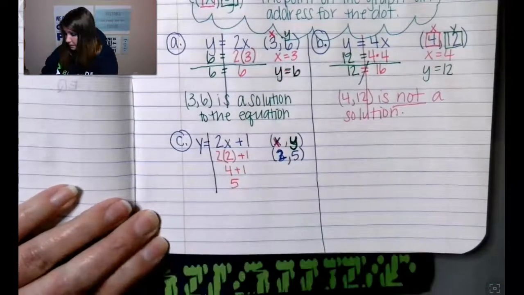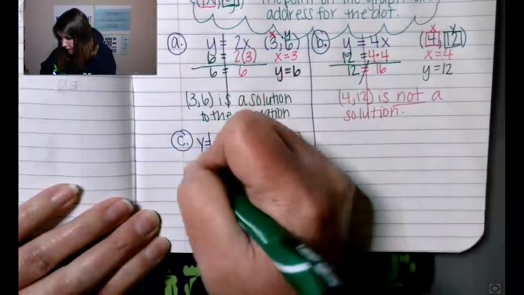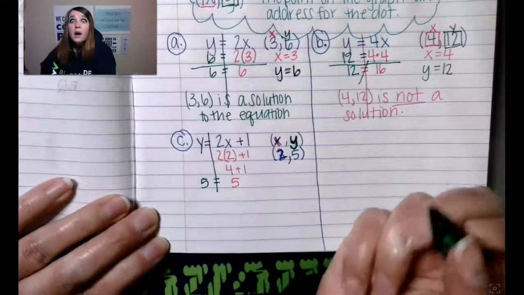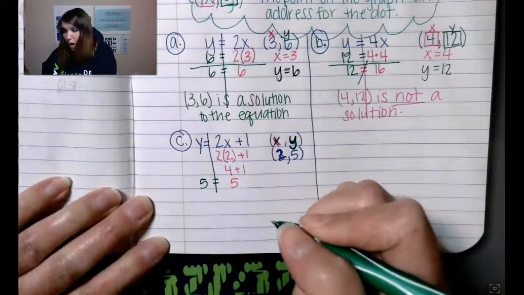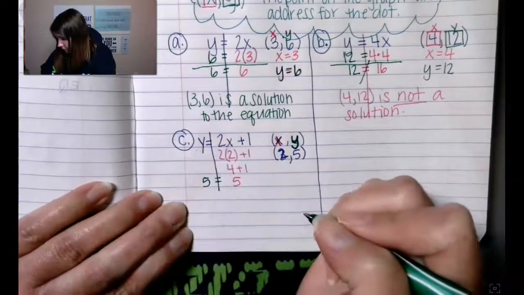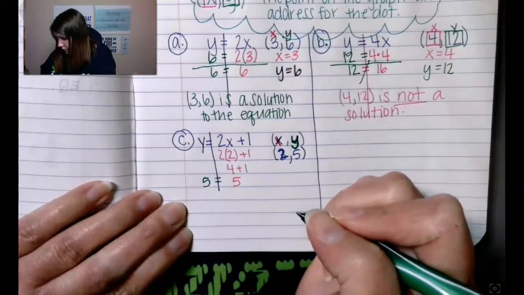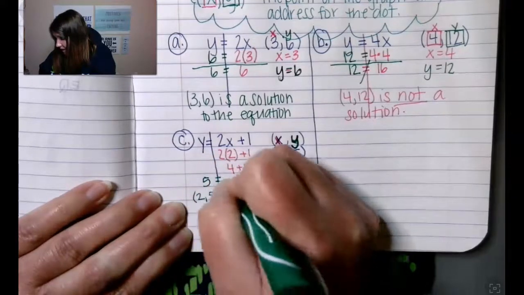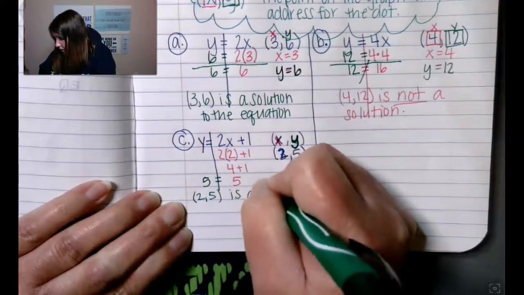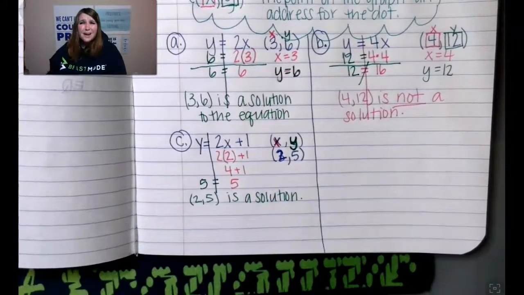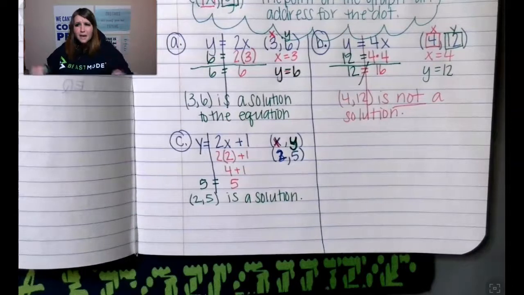Okay, check it. Y was supposed to be 5. So is 5 equal to 5? Yes, it is. Woohoo! We did it. So what would we say? We would say 2, 5 is a solution. It's a solution, folks. We got it. We solved it. Oh, yeah.